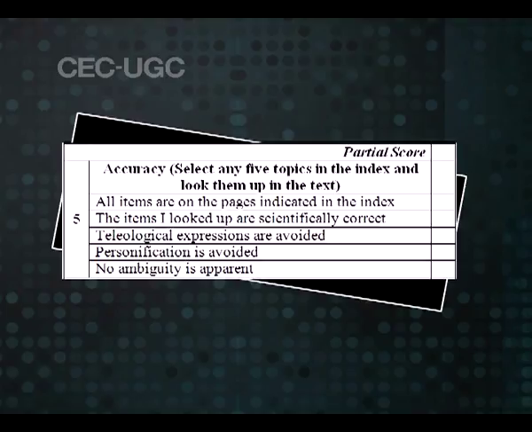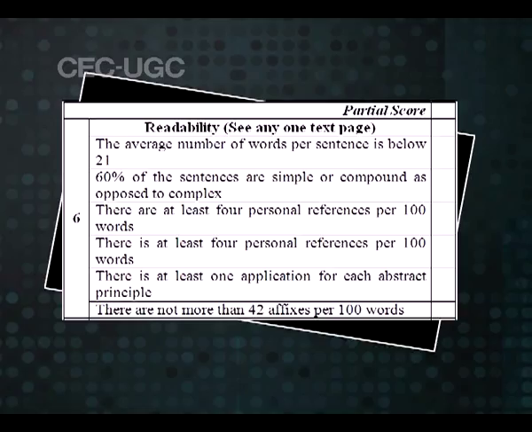The items we looked up are scientifically correct. Teleological expressions are avoided. Personification is avoided. No ambiguity is apparent. Again, the partial score is calculated. Next is the readability. Here we will see any one text page. The points to be noted are: the average number of words per sentence is below 21.